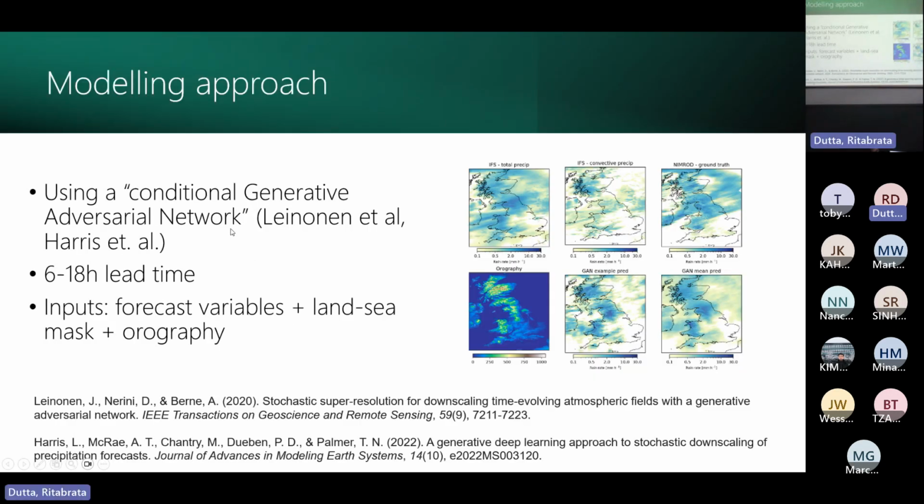For the modeling approach, as I mentioned, we've been working with Tim Palmer's group, and they have previously used conditional Wasserstein GANs to downscale precipitation in the UK at 6 to 18 hour lead time. That's the same lead time we're doing. As I said before, we're taking in some forecast variables. We're also taking in the land sea mask and the orography, things that we think will be important.